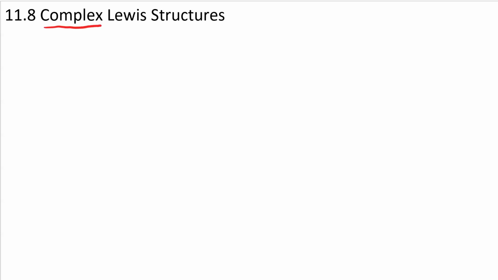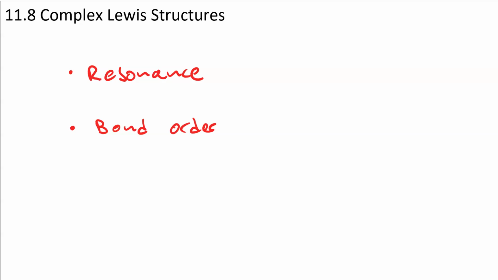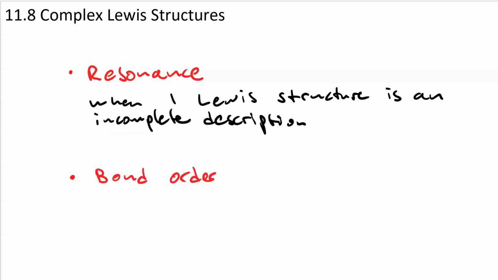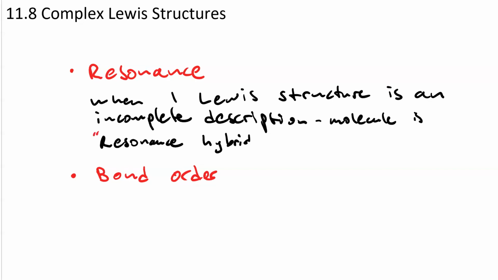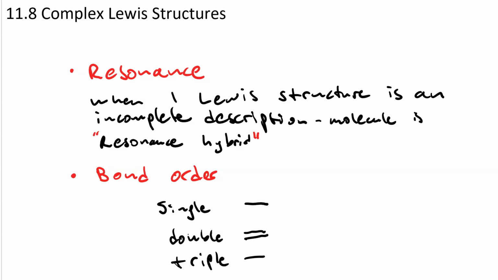Complex Lewis structures. In this section, we'll give a more complete coverage of resonance as well as bond order. Resonance is when a single Lewis structure is an incomplete description of the bonding. In these cases, we say the molecule is a resonance hybrid of the multiple resonance structures. Bond order refers to whether a bond is single with one shared pair of electrons, double with two shared pairs, or triple with three shared pairs, or somewhere in between.